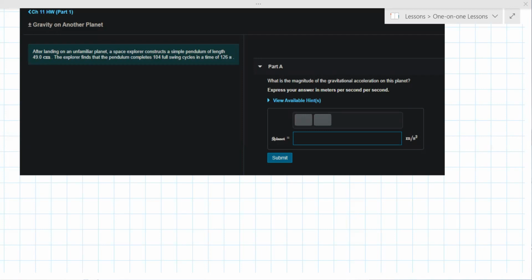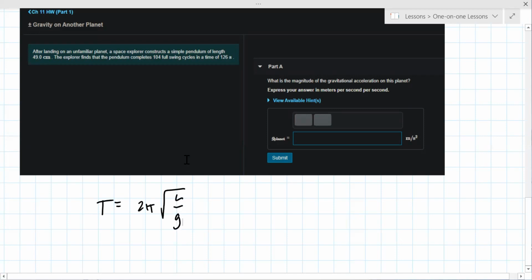All right, so the period here is, and this is a formula, T equals 2 pi square root L over g. You've seen that before? So the period is the time that's given, the total time divided by the number of full swings. So T in this case is 126 divided by 104 full swings.